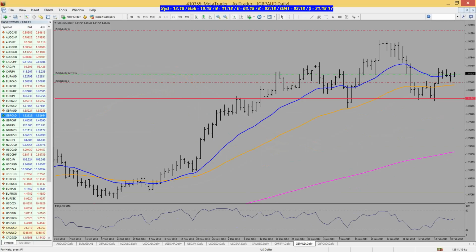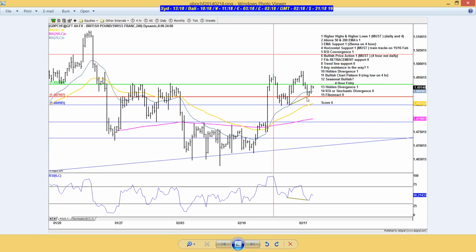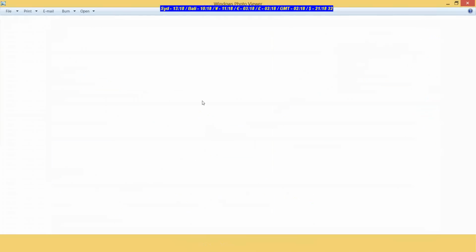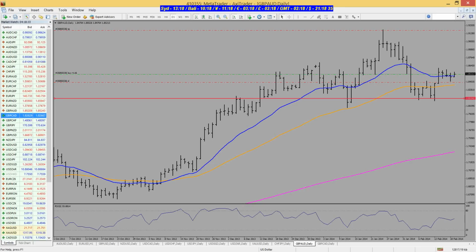With the analysis, apart from the daily, or the lack of it on the daily, this is all pretty good. Hidden divergence here. And as I said, I've just shown you the Fib retracement support for the 4 hour.